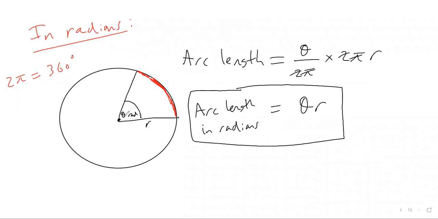So you want to do the angle in radians times the radius of your circle, and that will calculate the red arc length for this sector here. So yeah, that's just a brief video of how you calculate arc lengths when you've got angles in radians in your sector.